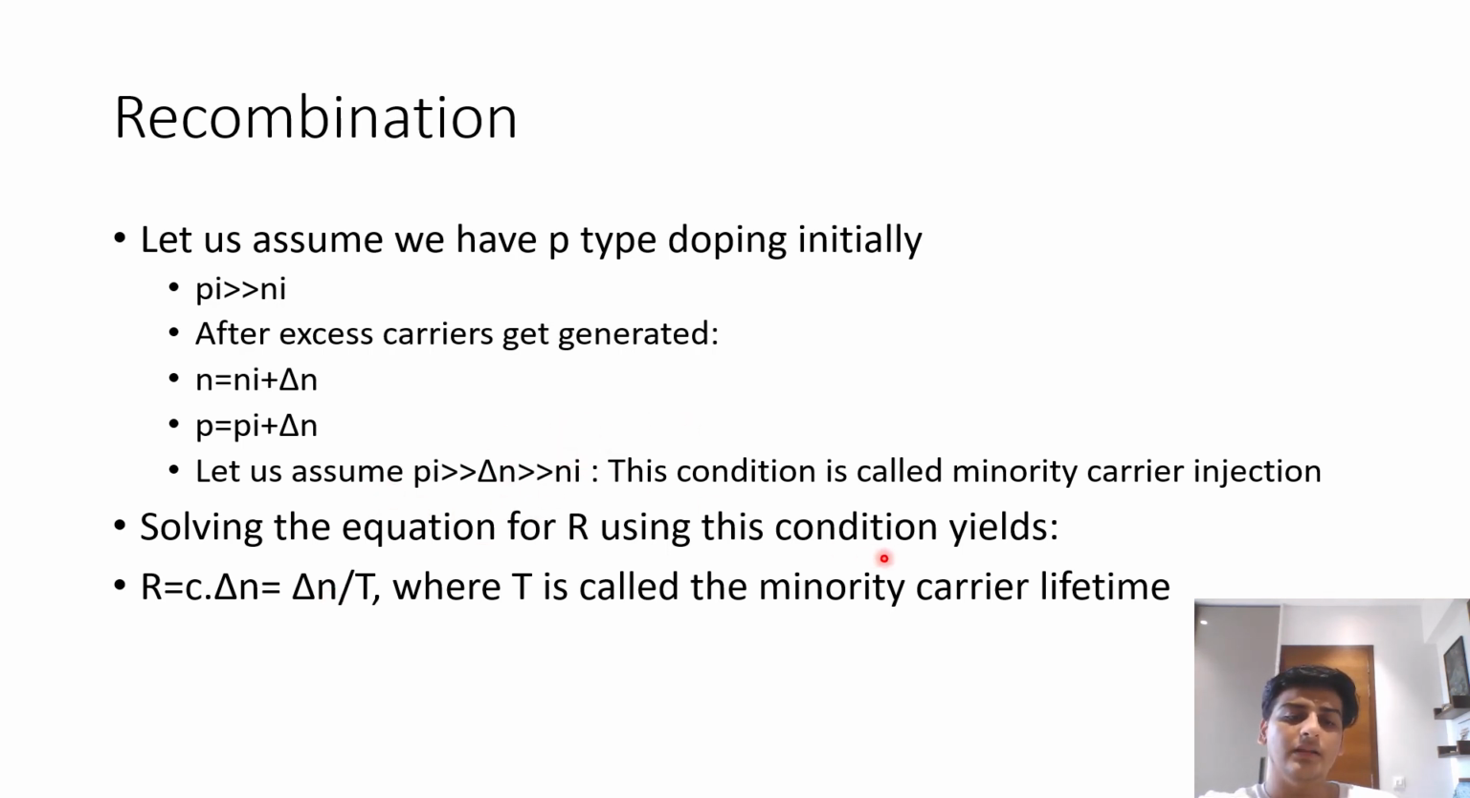Now, just to be clear, a minority carrier is just the carrier, be it an electron or a hole, which is less numerous. So if you have p-type doping, your n-type carrier becomes a minority carrier. Cool. So this is the expression we have for recombination.